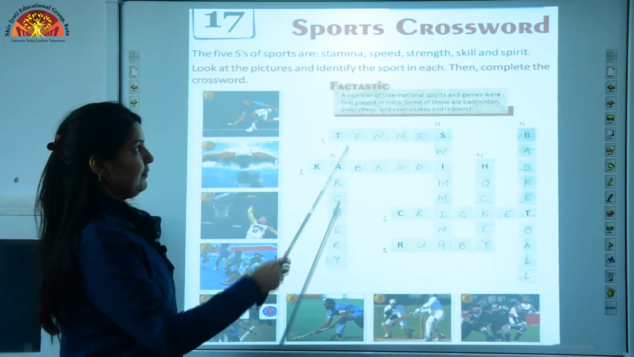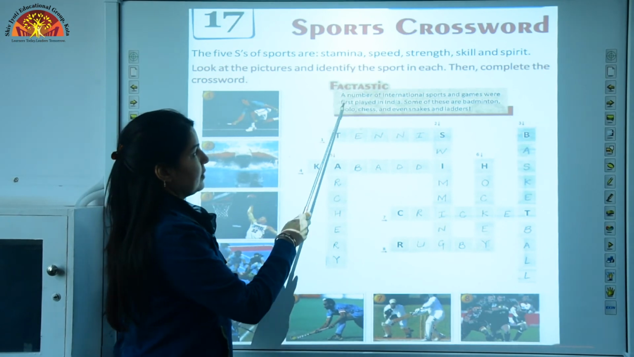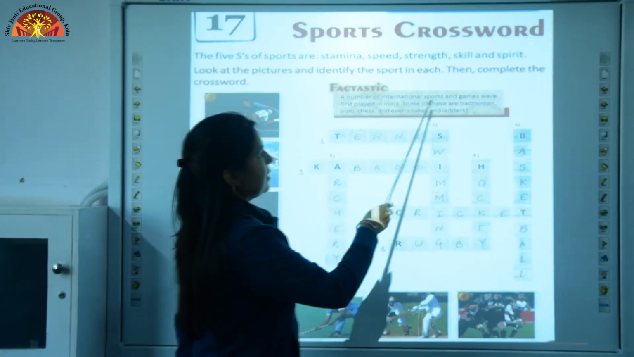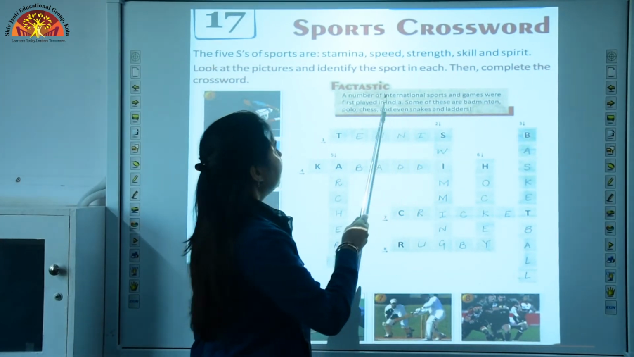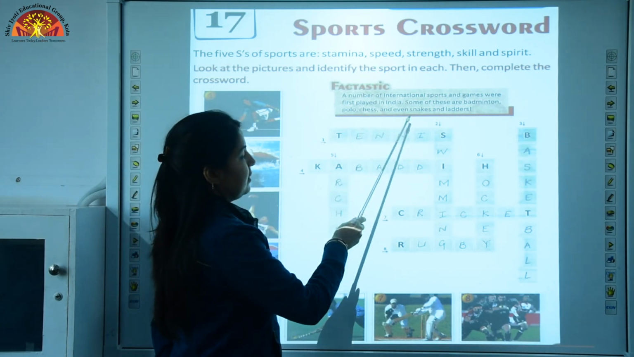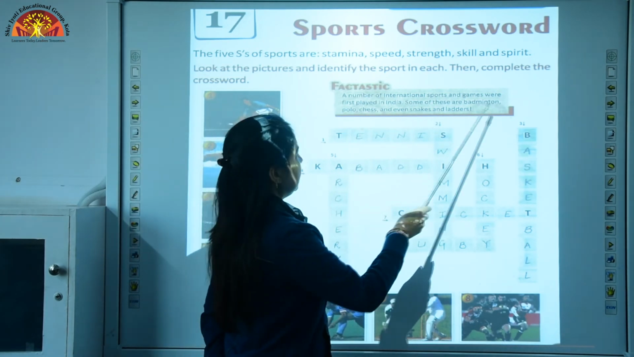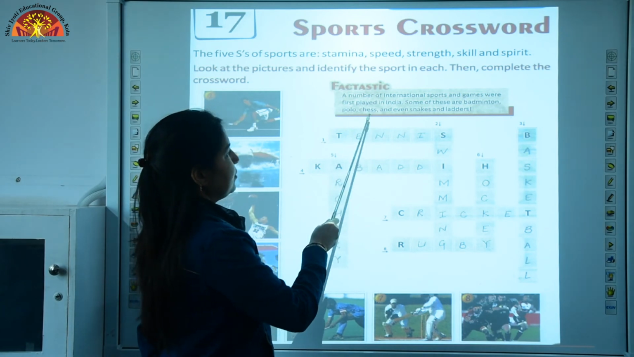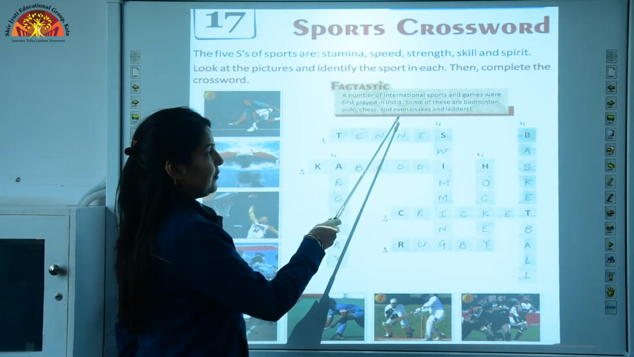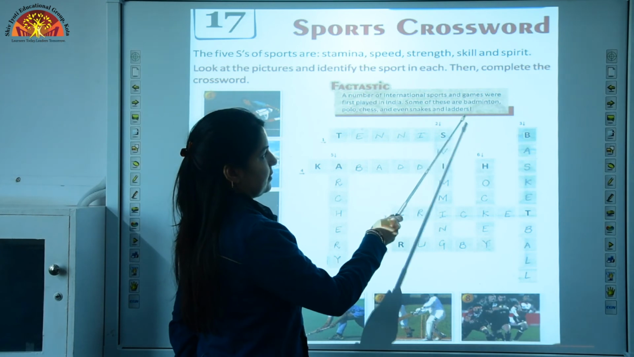Now we will see the fact of this chapter. A number of international sports and games were first played in India. Some of these are badminton, polo, chess and even snakes and ladders.